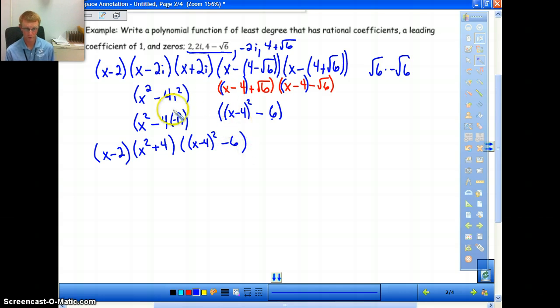So now we've started the process of multiplying this out. So we're going to end up multiplying all of these together. I'm going to start with this one right here. So x minus 4 squared.